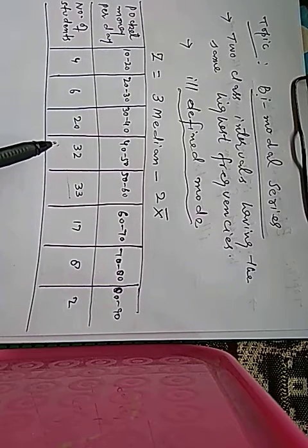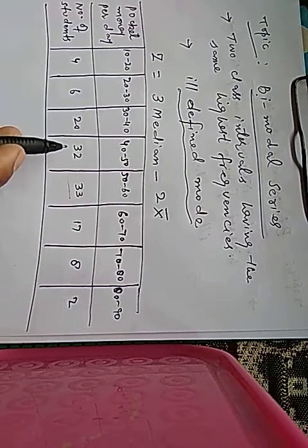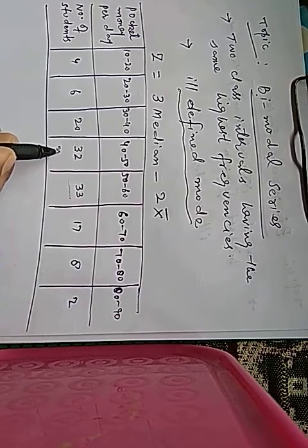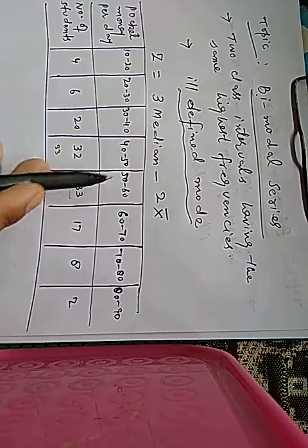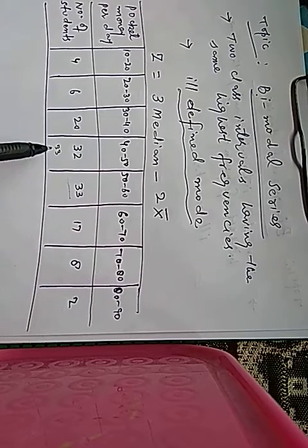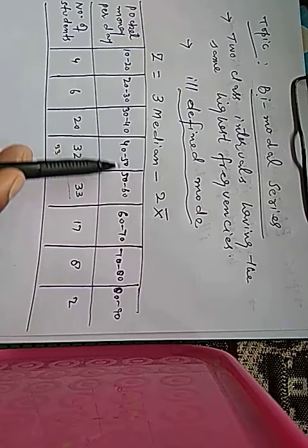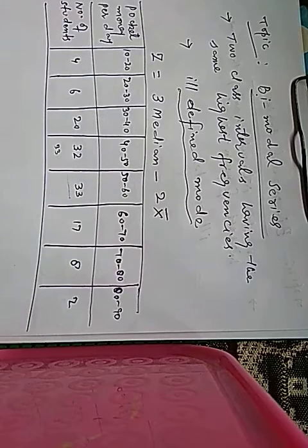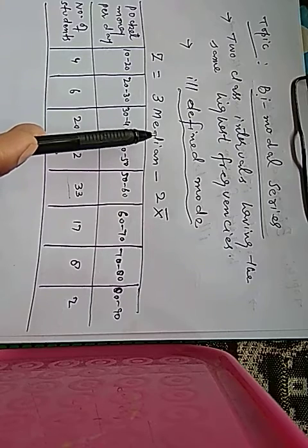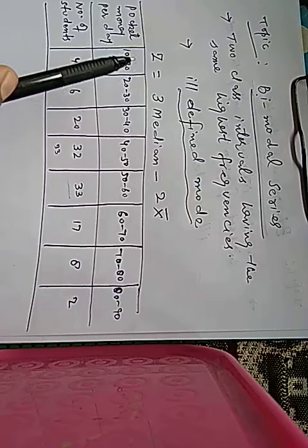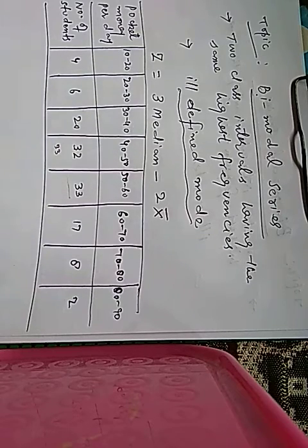Or the case may be that in place of 32, the frequency is 33, meaning two class intervals having the same frequency, 33 and 33, by inspection method. This is the bimodal class interval. And in that case, we will construct the grouping table and analysis table. After that, we will apply this formula: mode is equal to 3 median minus 2 mean.